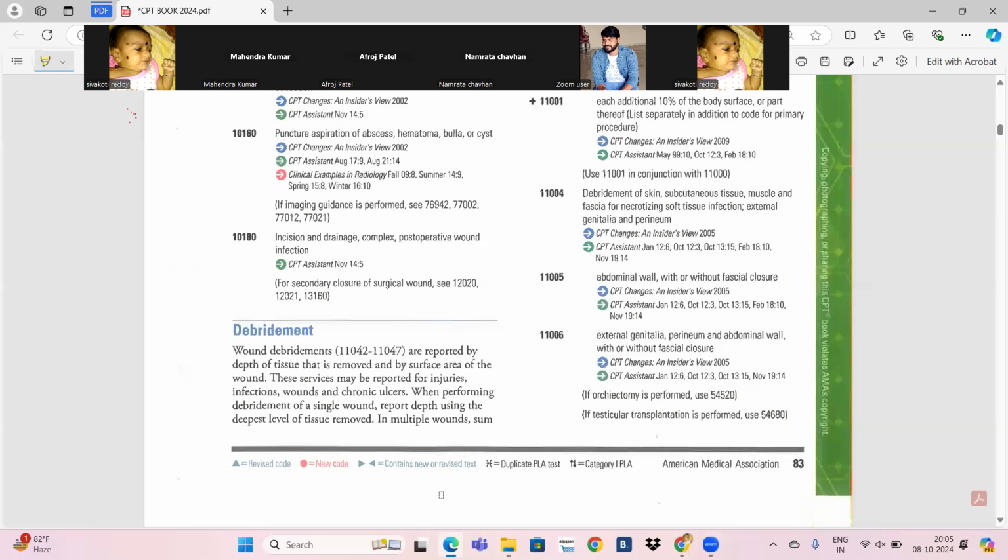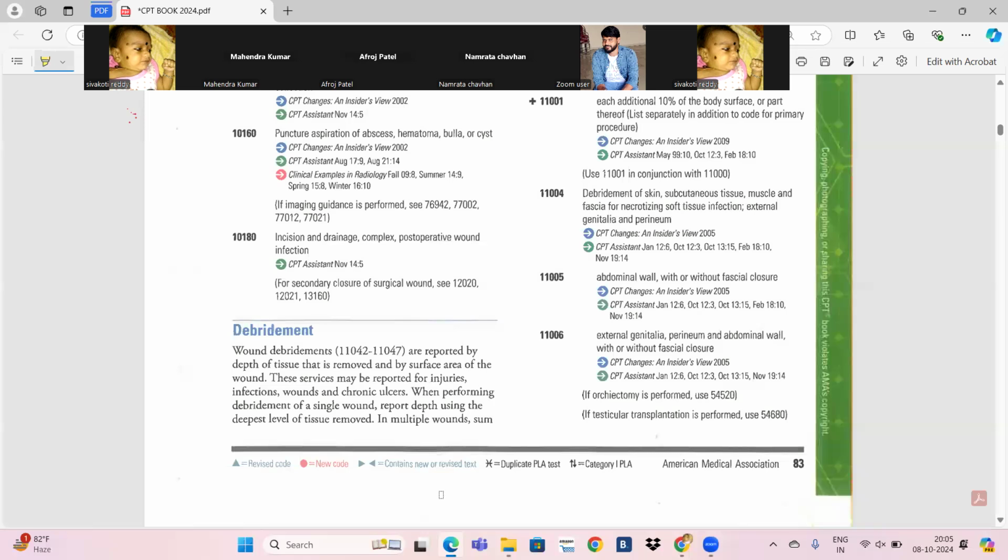So, debridement means removal of the dead tissue or damaged tissue on the surface. Like, if any wound was formed, dead or damaged tissue, they will remove it with a knife, scalpel, or chemicals.